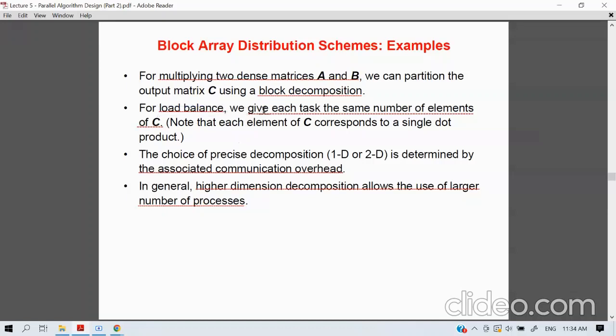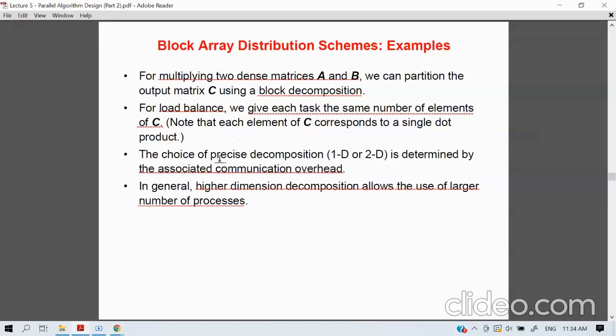Okay, so it said that we give each task the same number of elements of C. So we have to make sure the size of the output C is the same, so then we can make sure the processors are balanced. Okay, the load is balanced.